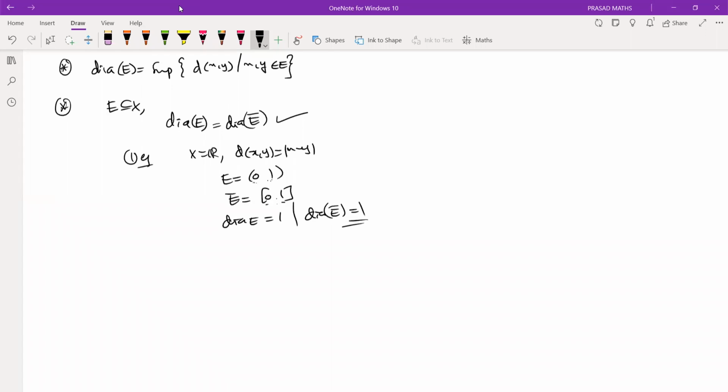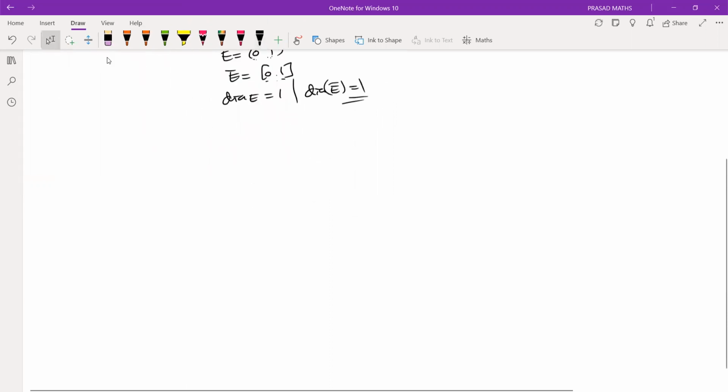We can easily prove this by the supremum property. One can easily prove it by the supremum of the set. Right? Next is property number 2.